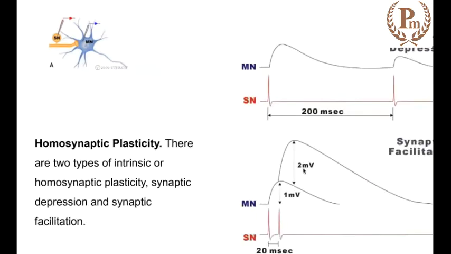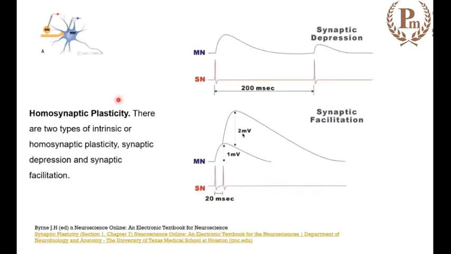Okay. Now let us go to this. This is an example of homosynaptic plasticity. And homosynaptic plasticity can be of two ways: either there is synaptic facilitation or there is synaptic depression. Now I will take you first to synaptic depression and then to synaptic facilitation. In synaptic depression, let's first go to the arrangement of this recording.